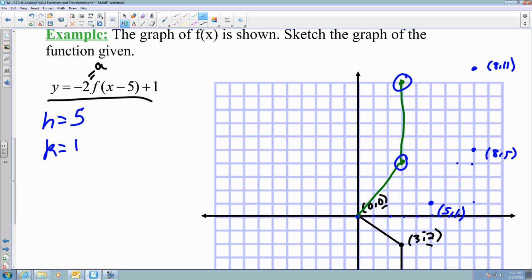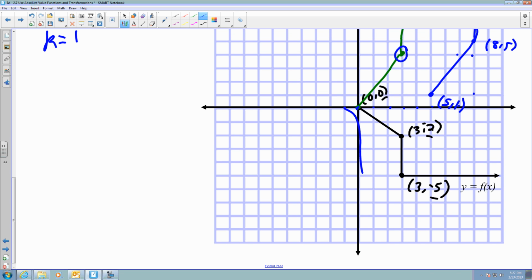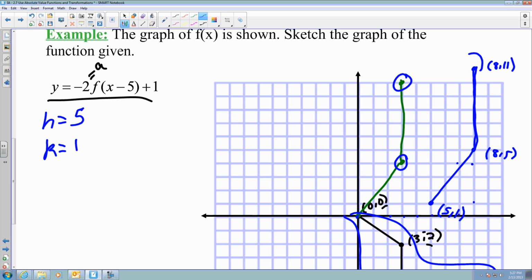Now from there, I can make my graph. So what started out as something that looks like this now ends up looking something like this. Okay? And that is being able to use absolute value functions and transformations.